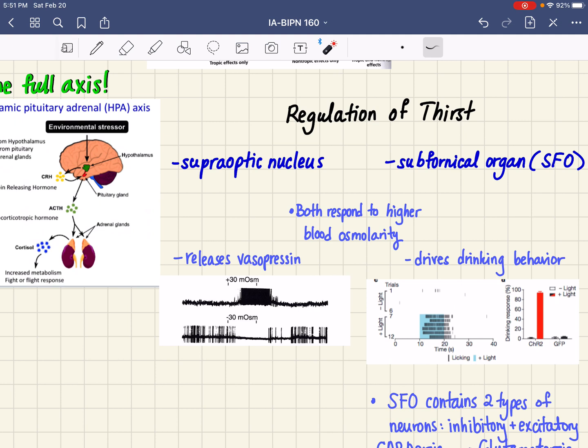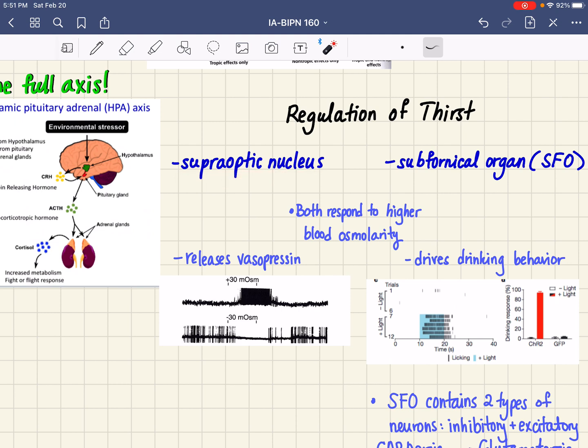What's important for you to know is that both of these brain areas or hypothalamic areas respond to higher blood osmolarity. So when I drink a soda or a sugary coffee, the osmolarity of my blood obviously increases, because I'm not drinking just normal water filled with electrolytes or whatnot. I'm just drinking something that is going to increase my blood osmolarity. So when that happens, the supraoptic nucleus becomes activated.